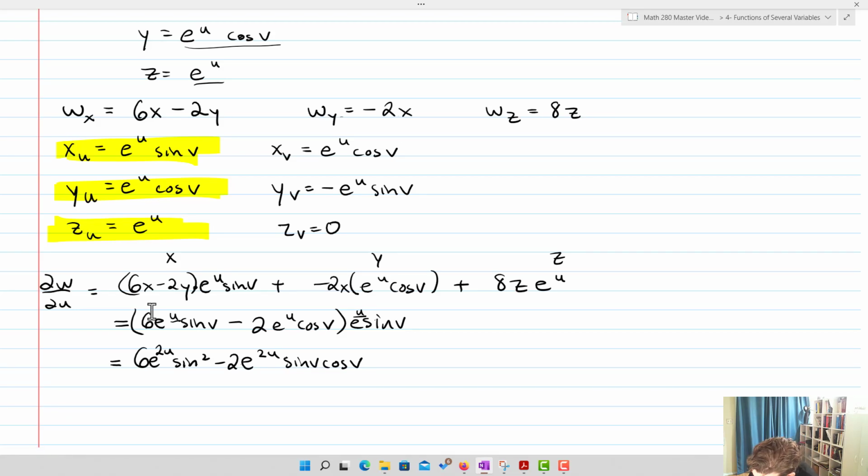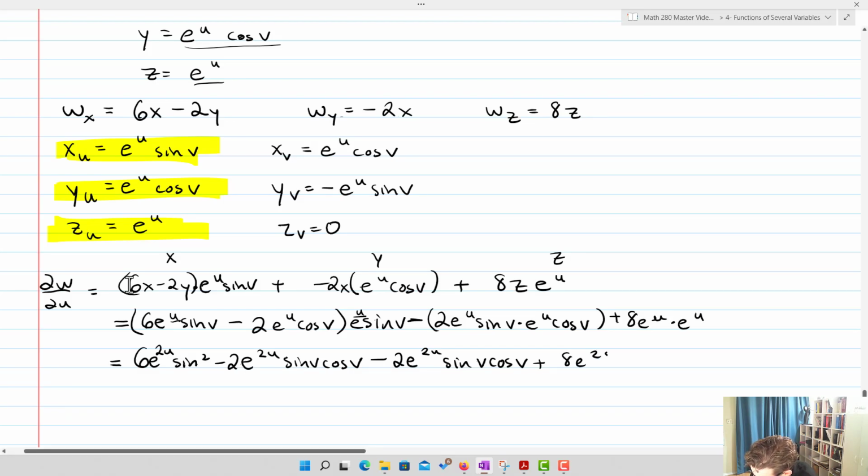Okay? Minus, now, 2, and then x, again, is going to be e to the u sine v. So 2 e to the u sine v times e to the u cosine v. So this ends up giving me minus 2e to the 2u sine v cosine v. Plus, and then 8z. So 8z is e to the u. 8 e to the u times e to the u. So that's plus 8e to the 2u.